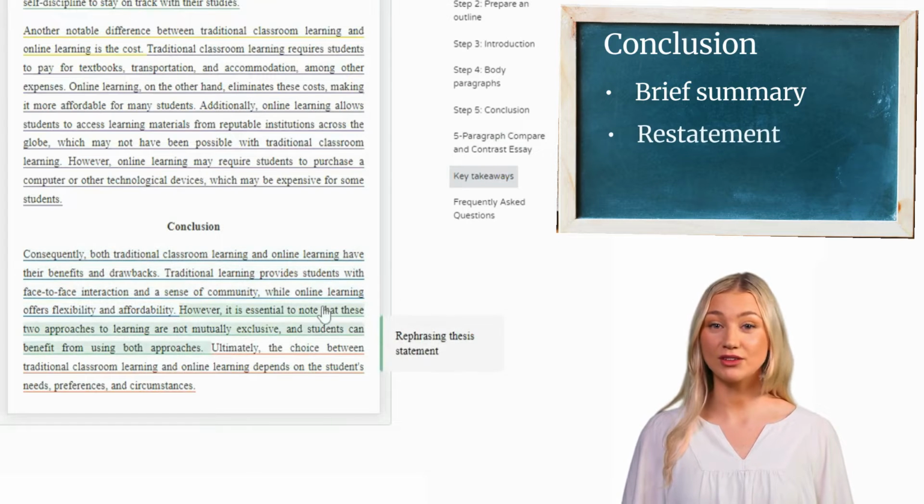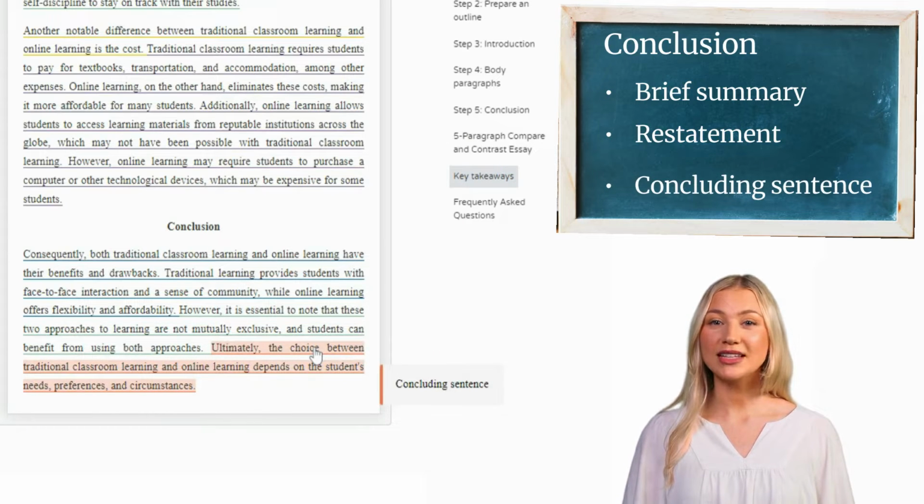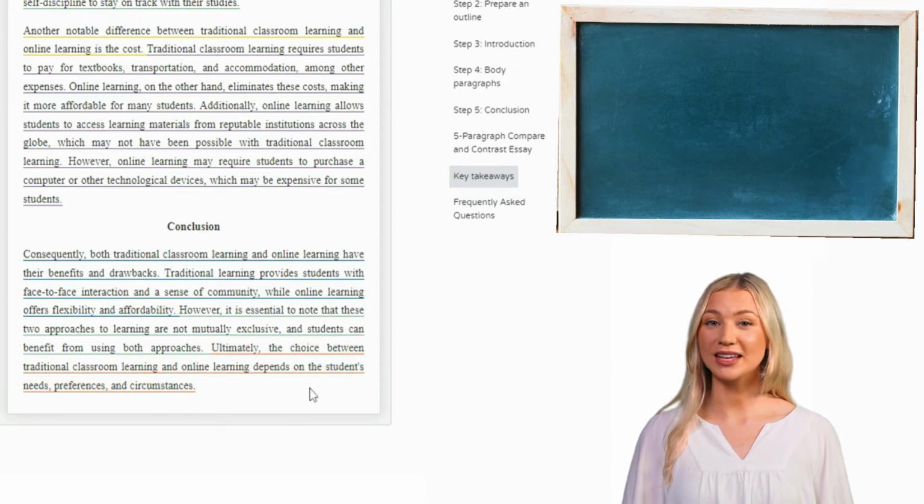Then, the writer rephrases the thesis statement to remind the reader about it. Lastly, we see that the essay ends with a strong concluding sentence, used as an opportunity to provide a final comment. We now know what a fully written comparison essay looks like, so let's see how to write one by starting with choosing our topic.